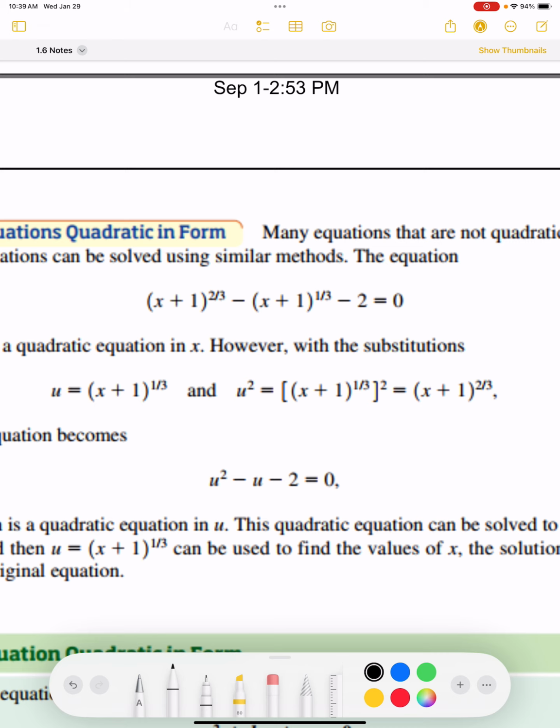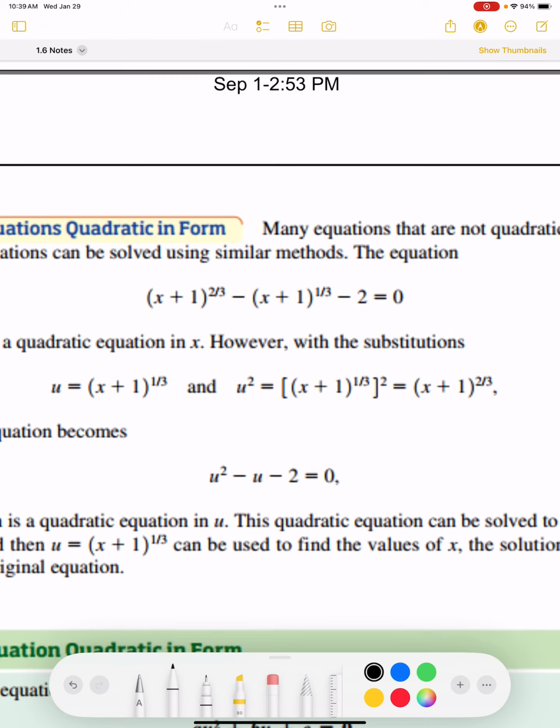So this is not a quadratic. However, it does have a certain likeness to x squared minus x to the first minus 2 equals 0. It has that form. The only difference is instead of x, it's x plus 1, and instead of to the 1, it's to the 1/3, and x plus 1 to the 2/3. So here we're going to use a method called u-substitution to make these types of problems more quadratic-like and simpler to deal with.